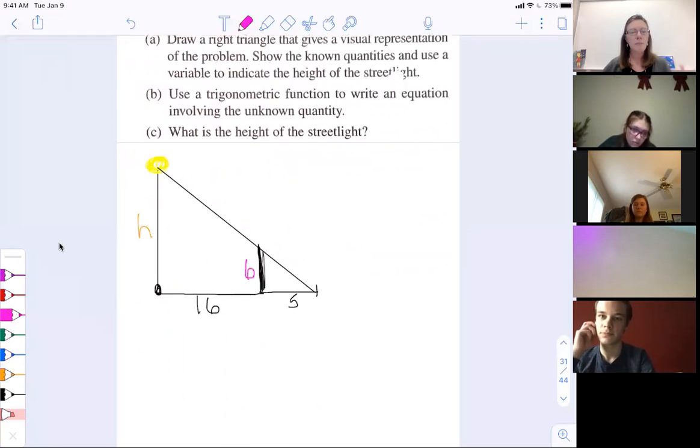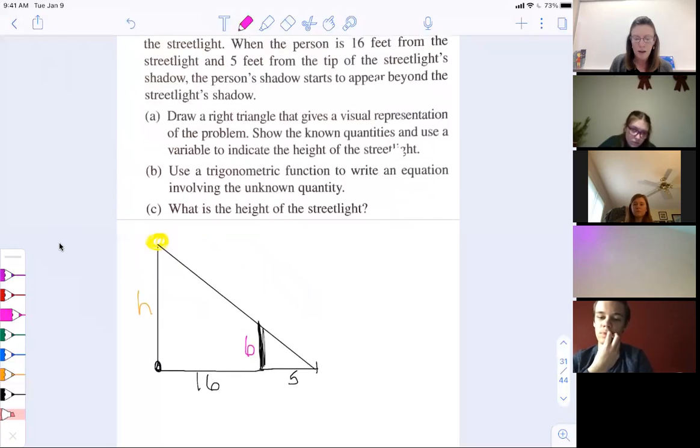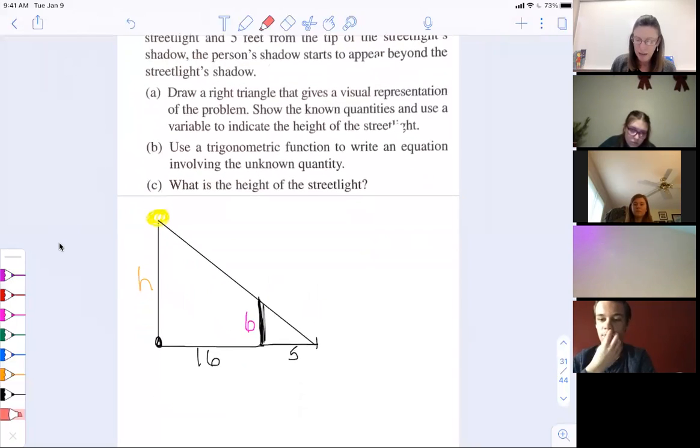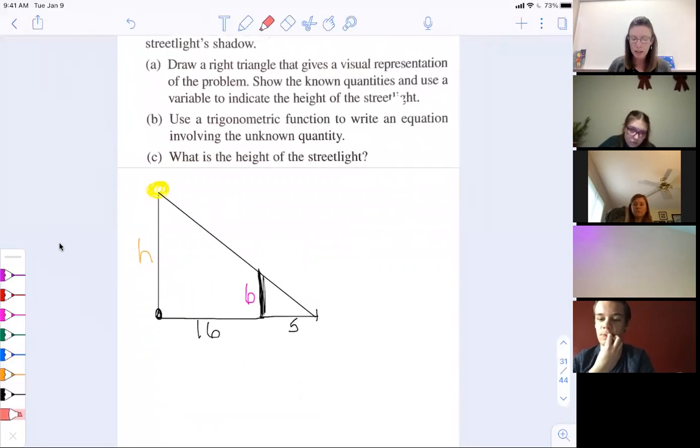So now we have this big, nice triangle drawn. We've got the person that is somewhere from the streetlight to the tip, 16 feet away from the base of the streetlight. There are 3 different ways that you could think about solving this problem. It does say that it's a geometry problem, which, I mean, that might be a good idea. And it said to label the known quantities and then the height of the streetlight. So we have a variable to represent that.